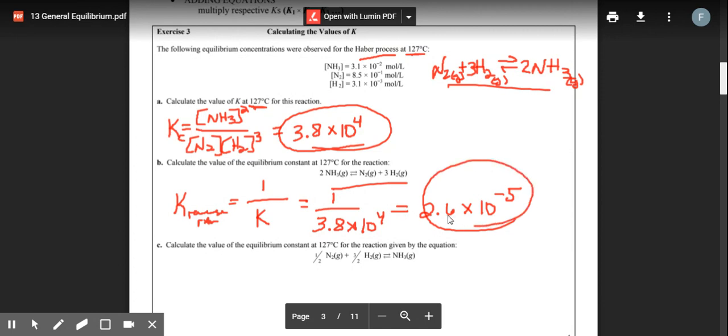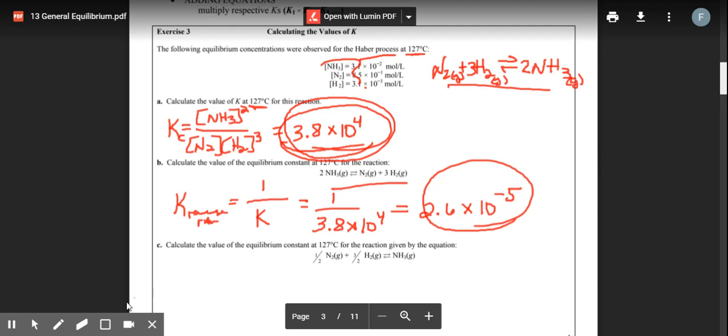That's my answer there. It's a lot easier than setting up a new K expression and plugging in those molarities to solve for K. Now, you definitely can do that. That's totally fine. You'll get the same answer. But one, it's faster to do it this way. And two, sometimes they'll just give you this value and expect you to find the new value. You might not get those values there.